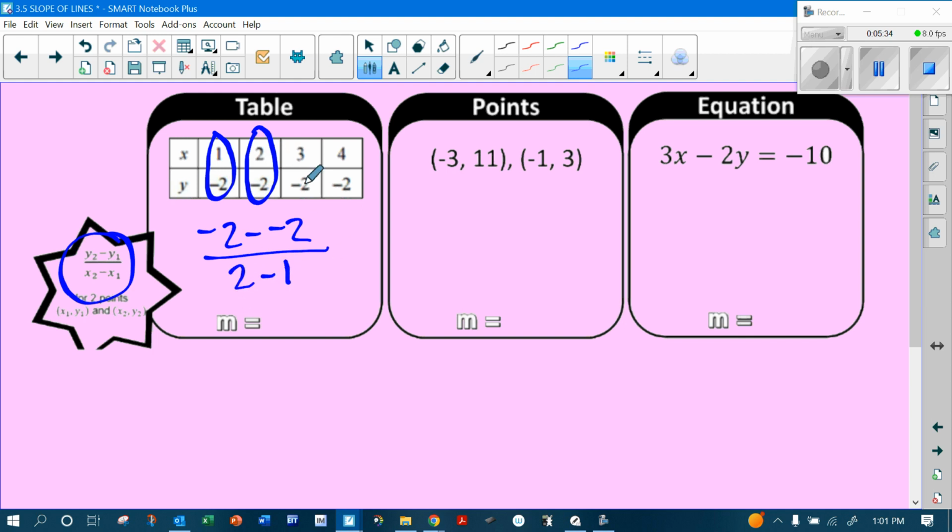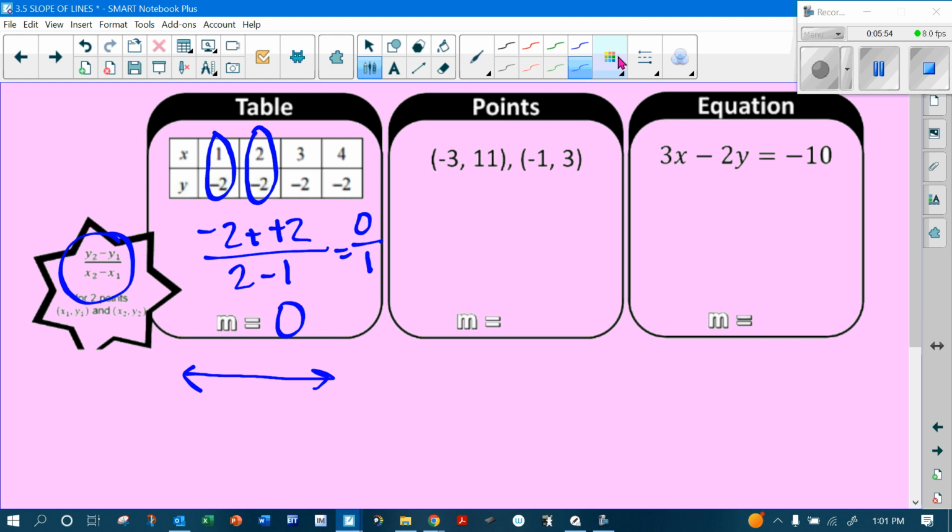2 minus 1. Well, 2 negatives make a positive. -2 plus 2 is 0, and 2 minus 1 is 1. Therefore, 0 divided by 1 is 0. So this is going to be a horizontal line.